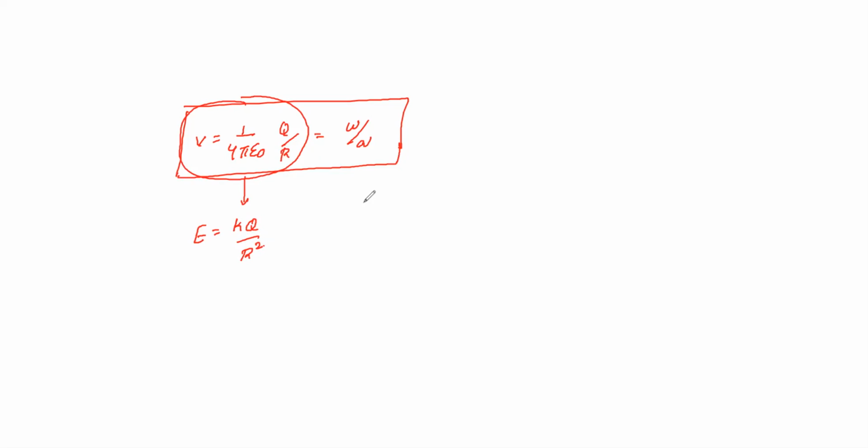Now, V is equal to K Q by R and E is equal to K Q by R square. Let's see the relation between these two. I'll take the ratio. V by E is equal to K Q by R divided by K Q by R square. R will get cancelled, and K Q will get cancelled. So the electric field E is equal to V by R. Remember this.